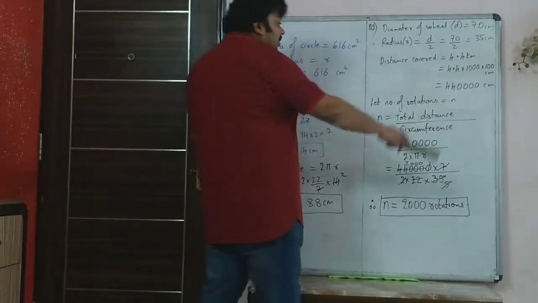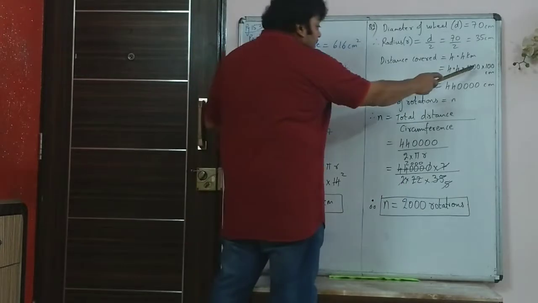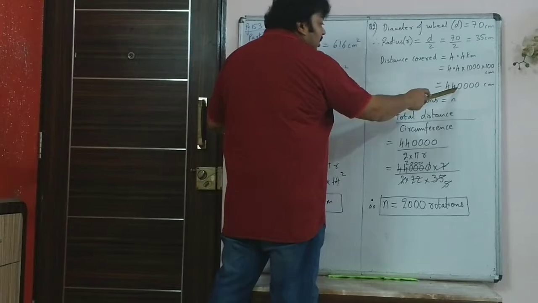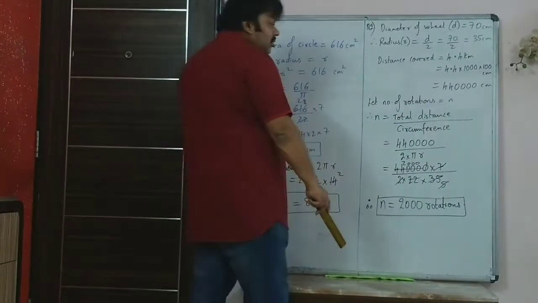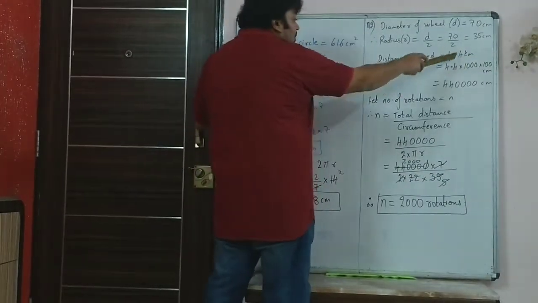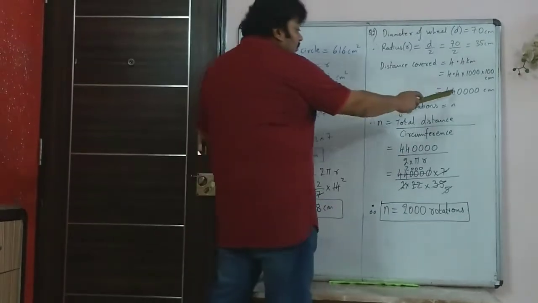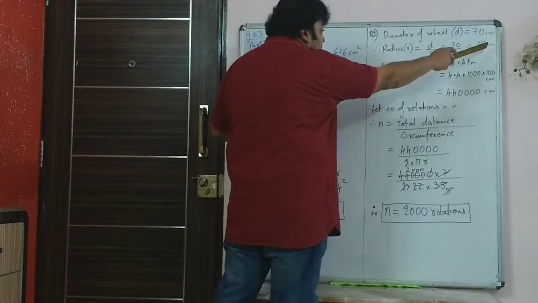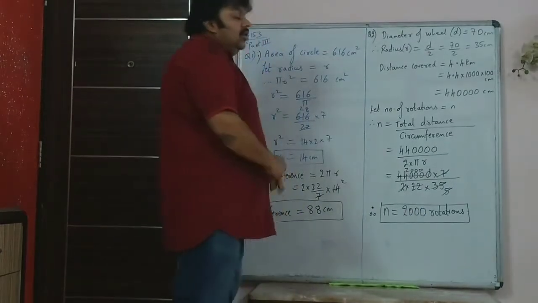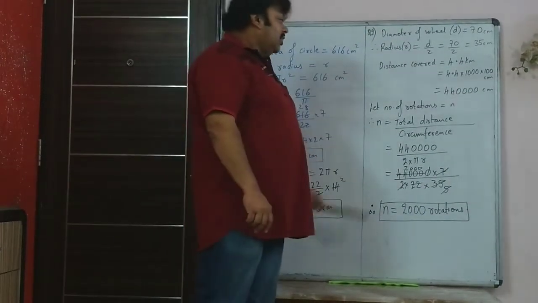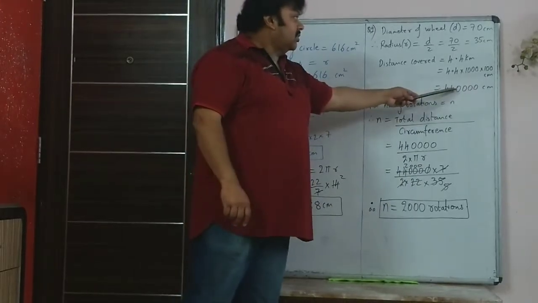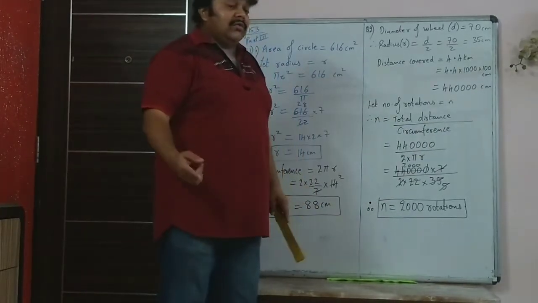So therefore the distance covered is, I have removed the 10 from here and shifted the decimal. So 44 followed by 4 zeros. One of the zeros has been used to shift the decimal. So 44 followed by 4 zeros. Now this is in centimeter, this is also in centimeter. So, the direct formula for number of rotations: the number of rotations is this total distance covered upon the circumference.